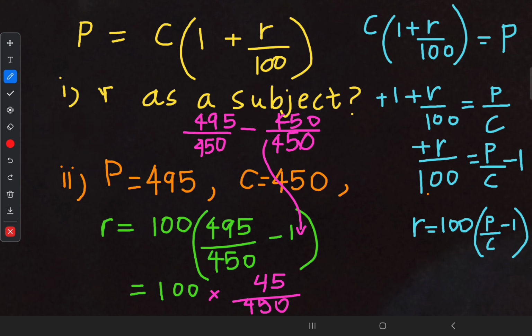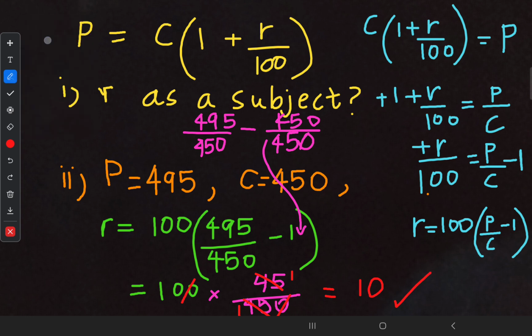Then let's simplify 450. This 0 and this 0 can be simplified. Then after, in the denominator we have 45 and in the numerator also 45. So 45 divided by 45 is 1. So finally, our answer would be 10 multiplied by 1. It is 10. That's your answer.